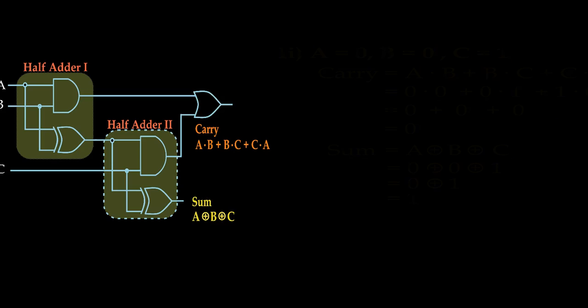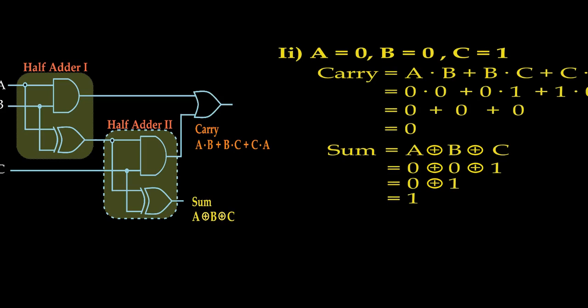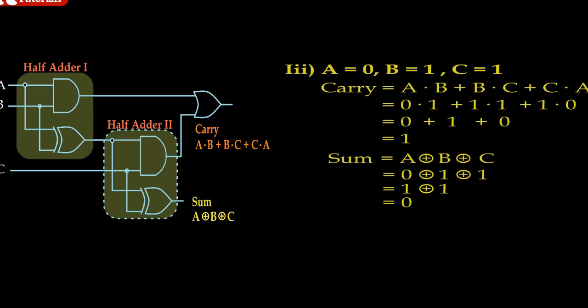Second case, if A equal to 0, B equal to 0, C equal to 1. Carry will be 0. Sum will be 1 because from the definition of XOR gate, for an odd number of ones the output will be 1. So here 1 will be generated at the sum. Third case, if A equal to 0, B equal to 1, C equal to 1. Two ones are multiplied and their output will be 1, and they are added with two zeros. So carry will be 1. At the inputs of the XOR gate, two inputs are high, so even number of ones are there. So output will be 0. So here sum will be 0.